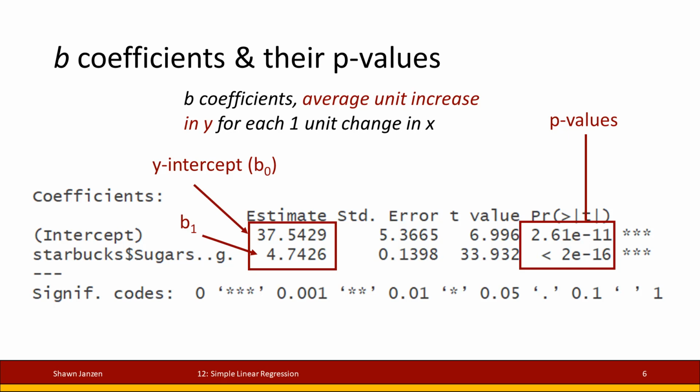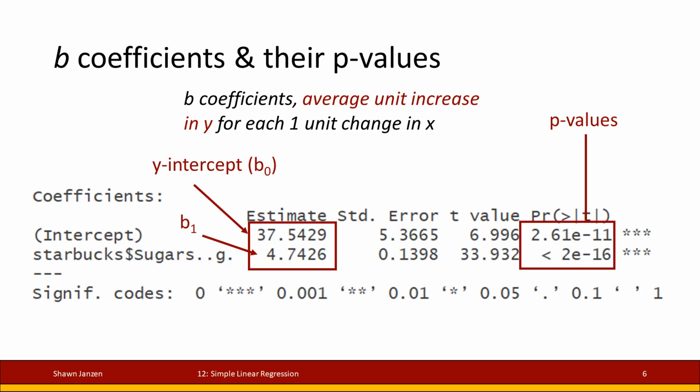So again, just to break down for you and zoom in here, when we're looking at the regression coefficients, we have the B's, the B1 and the y-intercept. Each value in the regression model is going to have its own estimate and a p-value that's going to correspond to it. And keeping in mind how we interpret these things, the B coefficients are talking about an average unit increase in Y for every unit increase in X.